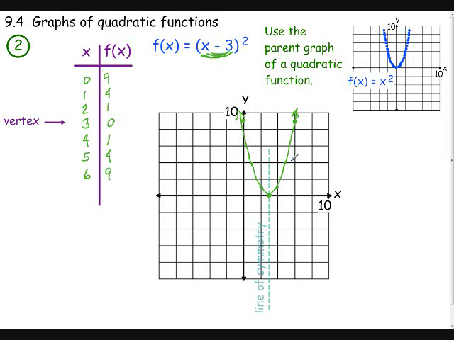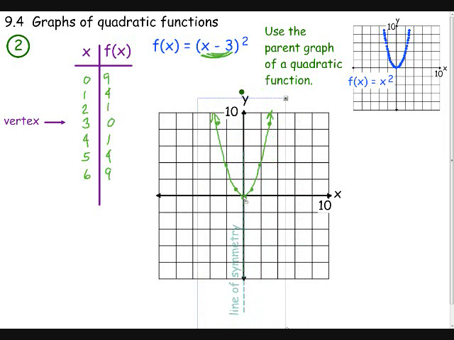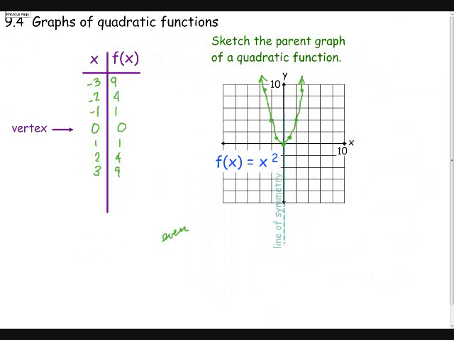I want to show you something about this. I'm going to group all that together so that I can move it around a little bit. So we just did this function. Look at this. If I move it over here, what does that look like? Let's go back. It's exactly like the parent graph.